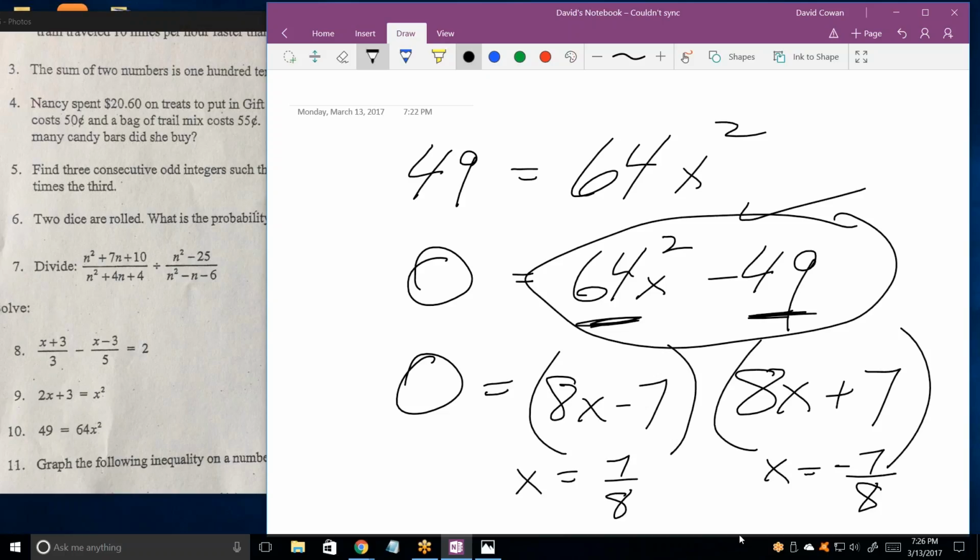And you can always choose to do it this way, but very few people would. In other words, once you get this technique where you can take the square root of both sides, that's usually the technique that people like and choose. Just make sure you don't leave out the plus or minus.